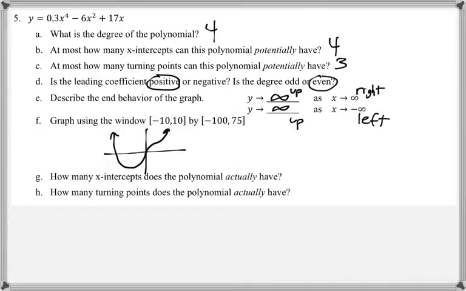how many x-intercepts does the polynomial actually have? This would be 2. And how many turning points does it actually have? This would actually just be 1. It's going to be right here.